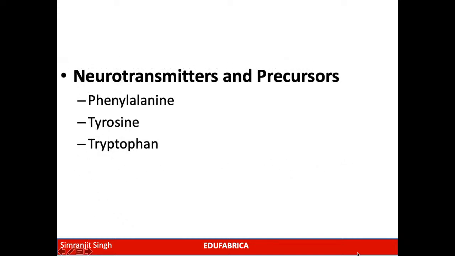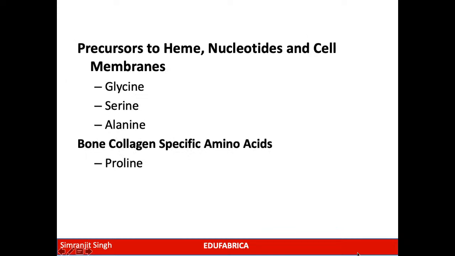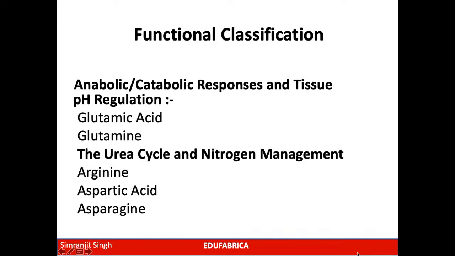And the precursors of neurotransmitters in the brain are phenylalanine, tyrosine, and tryptophan. All the neurodegenerative disorders, Alzheimer's and Parkinson's, come under this category. And the precursors to heme, nucleotides and cell membrane are glycine, serine, and alanine. And the bone collagen specific amino acid is proline. So we can see how we have characterized all these amino acids according to the various functions in our body.